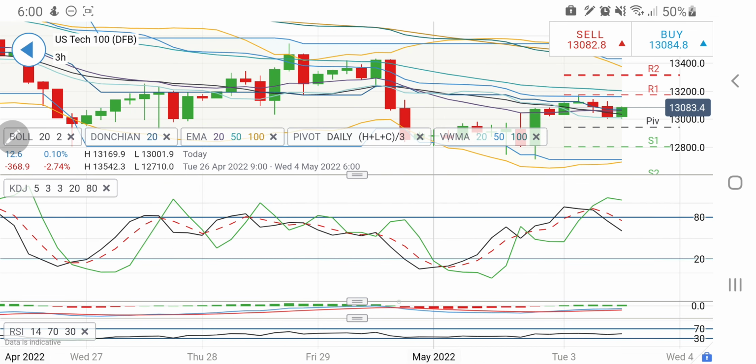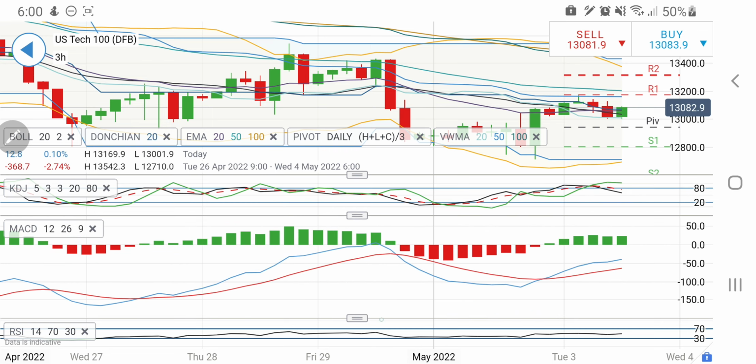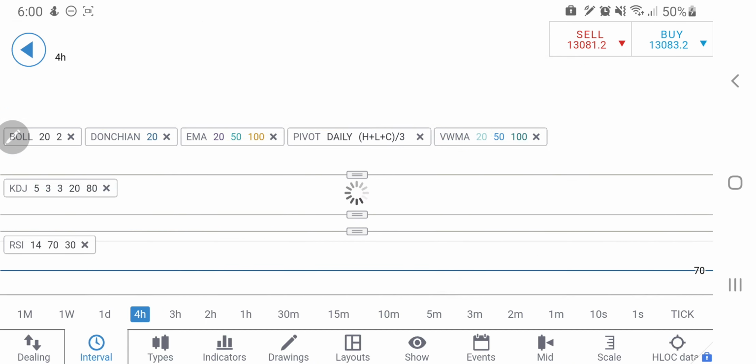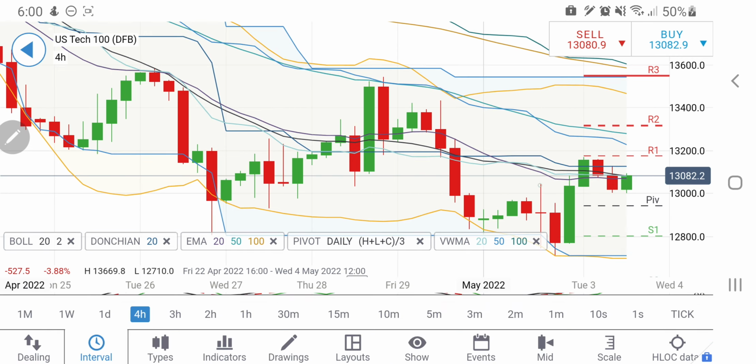This time the drop will not stop if it continues to do so. Overbought it was, and now looking downwards on the 3-hour charts, MACD is still in green running parallel. RSI not showing any sign here. And if you look at the 4-hour charts, it is clear that once it drops below this zone at 13,000, we may see a sharper drop here, and that is what can be expected.